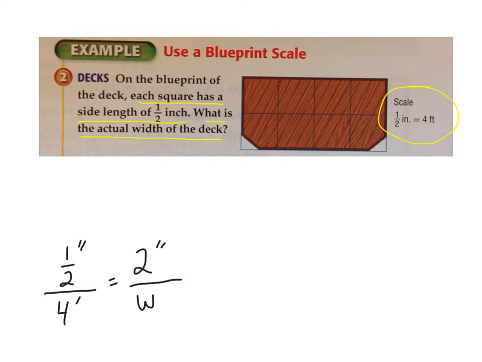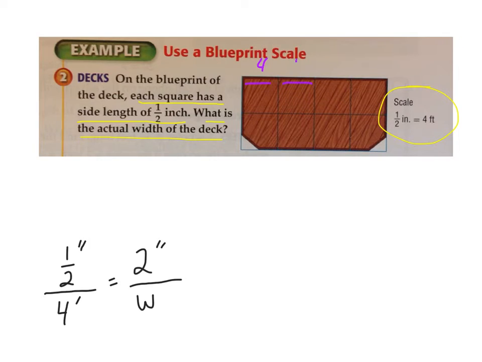Now one way that I could solve this problem is I could create a proportion, where I'd say 1/2 of an inch is equal to 4 feet, so what would 2 inches be? But like we say, there's always more than one way to solve a problem. When I'm looking at this, if I know that each of these squares is 1/2 of an inch, and I know that 1/2 of an inch is 4 feet, for me it would be a lot easier just to think of it like this. This square is going to be 4 feet because it's 1/2 an inch.